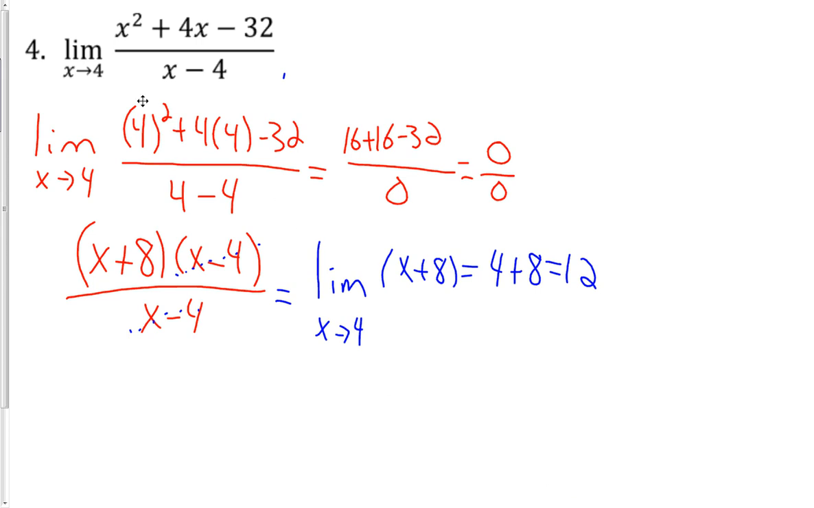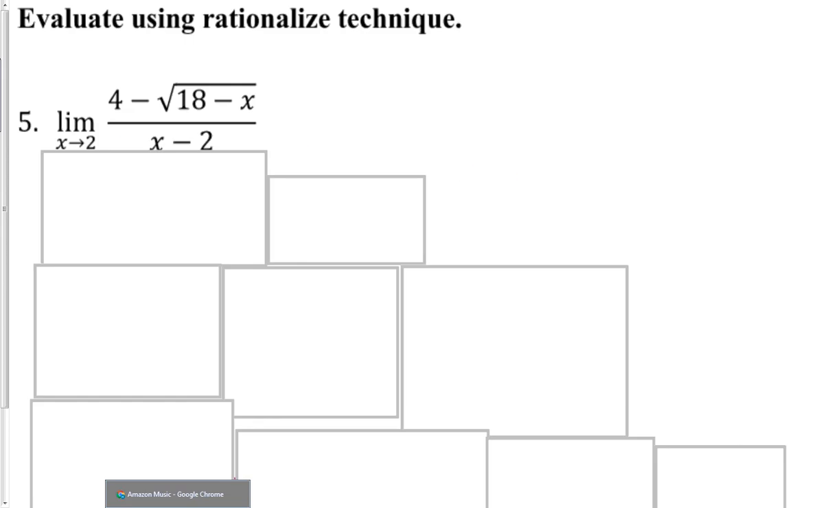So again, we always plug in first. We need to get 0 over 0 before we can do which step, and again, what step you do depends on what you end up with. This one looked factorable, so we factored and used the dividing out technique. If it doesn't look factorable, like say the next one, then we're going to have to use square roots.